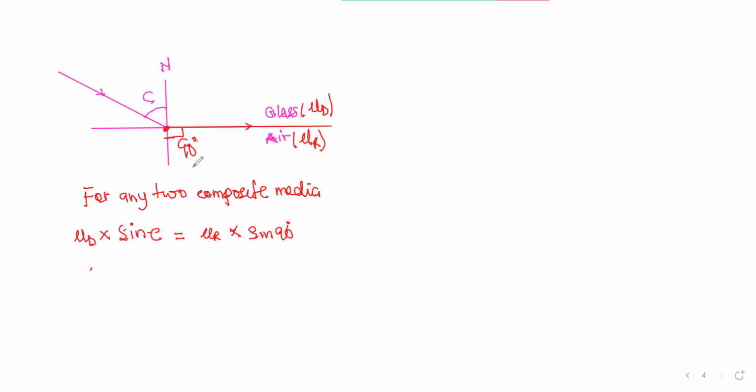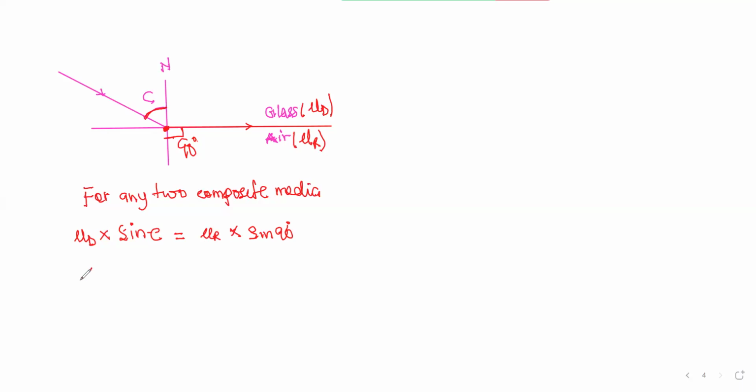The requirement is that if you know the critical angle of the material, you can easily determine total internal reflection. So we are saying that if the angle of incidence is equal to the critical angle of the material, then the angle of refraction is 90.